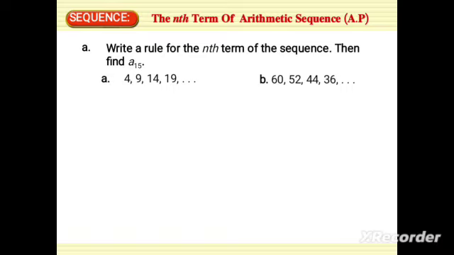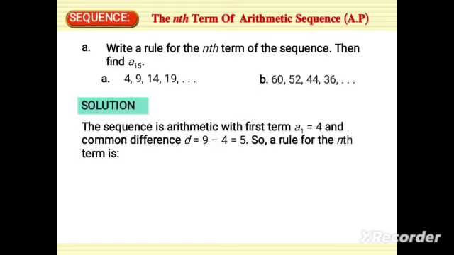The 15th term, after we have found out the first term and the common difference, then we will be able to write the nth term, after which we will be able to find the 15th term. So starting with part A, we have this solution. The sequence is arithmetic with the first term, of course the number that is starting, that is 4.